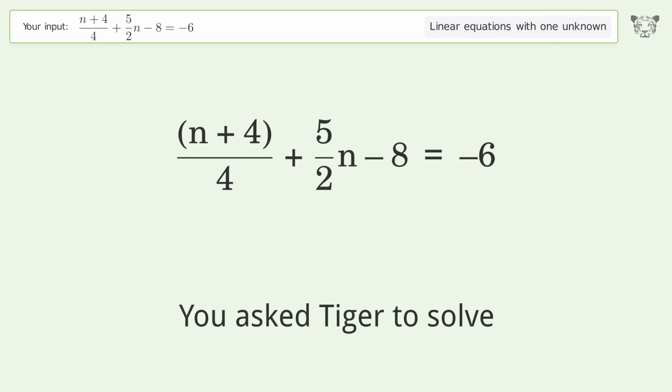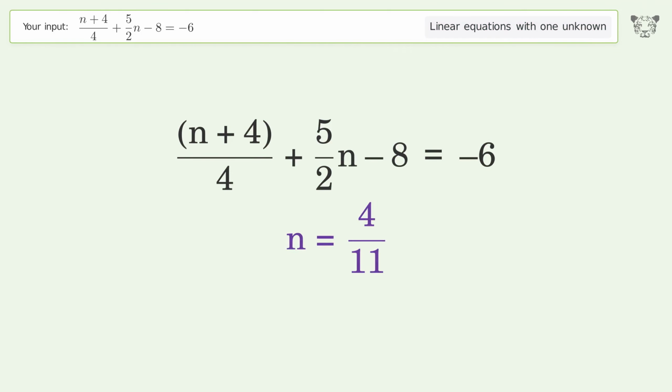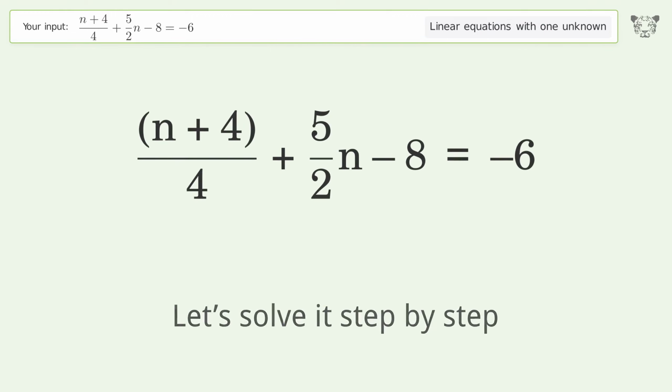You ask Tiger to solve. This deals with linear equations with one unknown. The final result is n=4/11. Let's solve it step by step.